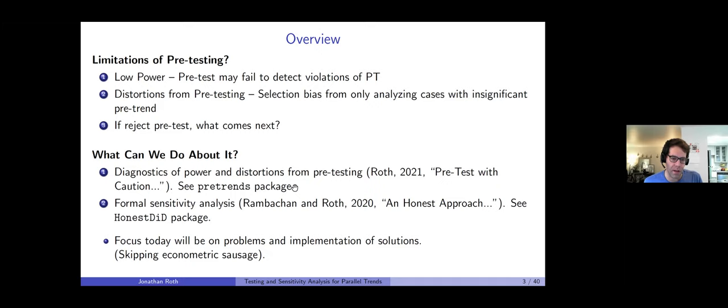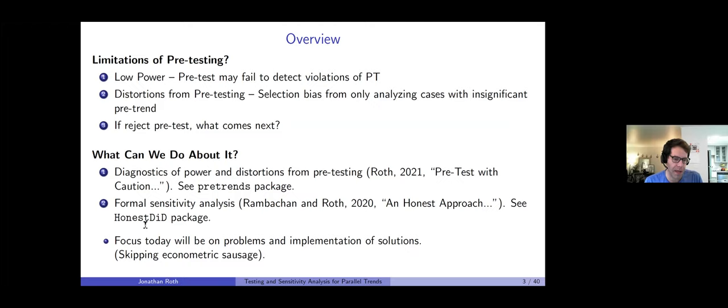The pre-trends package that I've put together, there's also a Shiny app for this one, will help you do these types of analyses. And then the second approach will be a more formal sensitivity analysis, which I proposed in this paper with my co-author Ashish, and that can be used with the Honest Difference in Differences package.